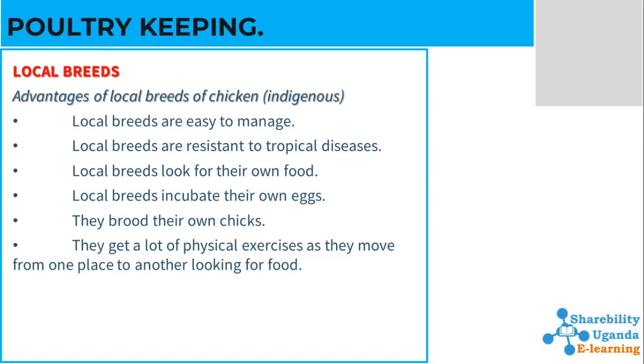After laying eggs and incubating them, after these eggs are hatched to chicks, the local breeds are able to look for and care for their chicks. They get a lot of physical exercise as they move from one place to another looking for food. So this is the reason why they rarely fall sick and are resistant to tropical diseases. They get enough exercise while looking for food, while mating. So they do a lot of exercise and their bodies are strong.